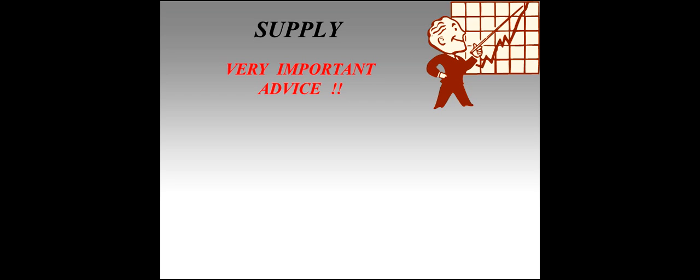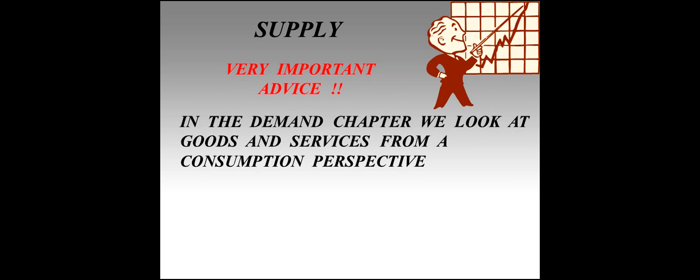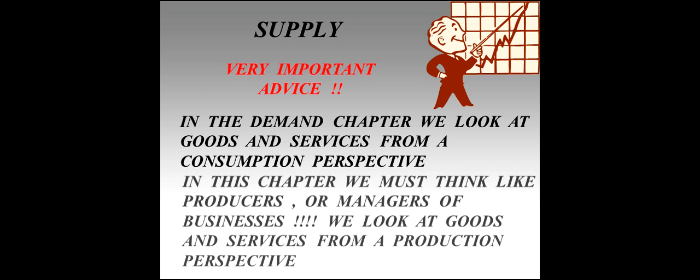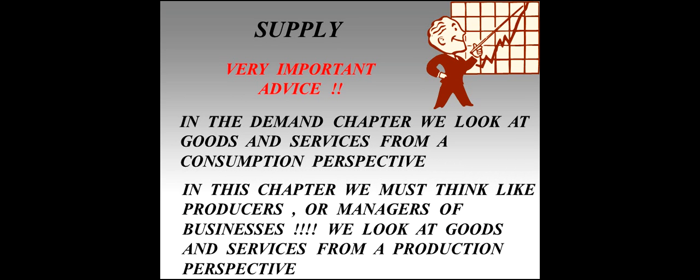In Chapter 5, we looked at our economic engine and its goods and services from a demand or a consumption perspective. In this chapter, we're going to shift our thinking. We must think like producers or managers of businesses. In effect, we're going to look at goods and services from a production perspective. Many times I like to use the analogy where last chapter we were looking at our economic engine with one side of our brain. Now we're going to look at it with the other side.